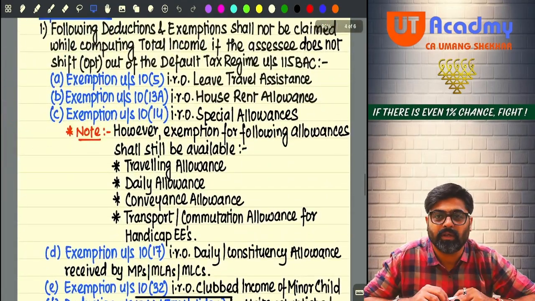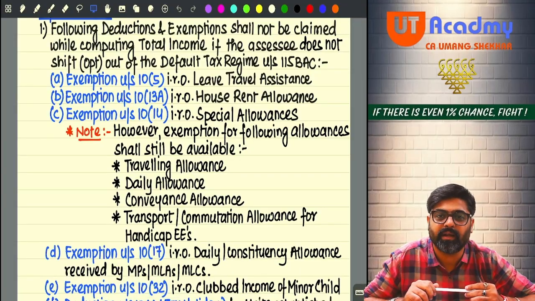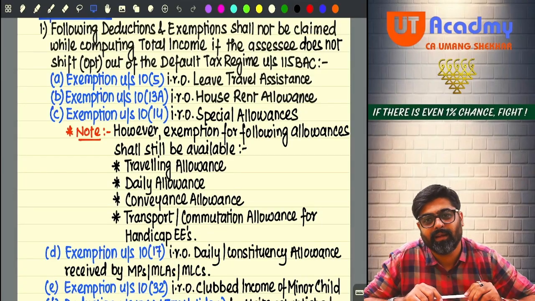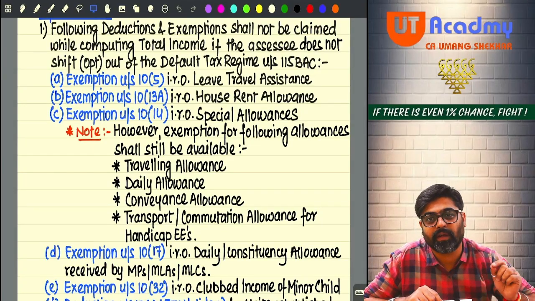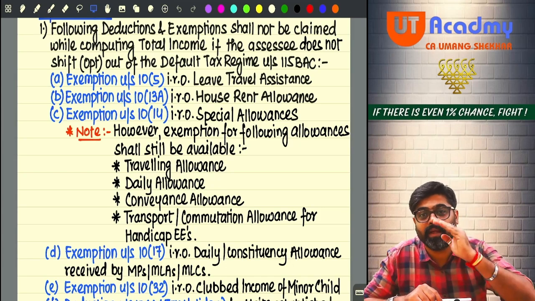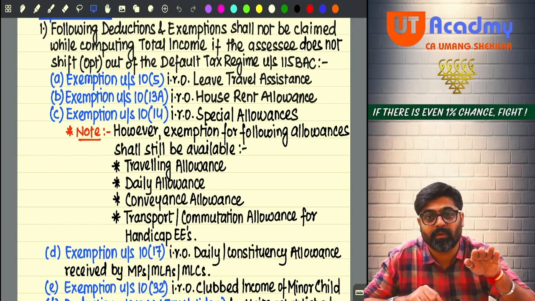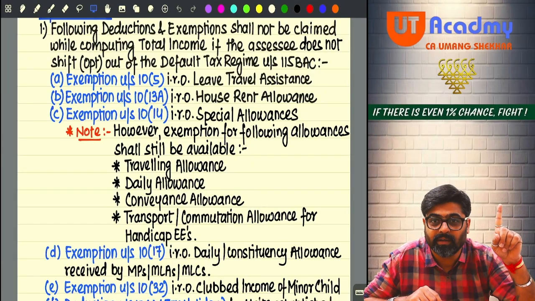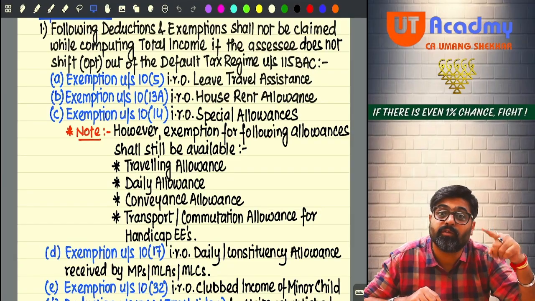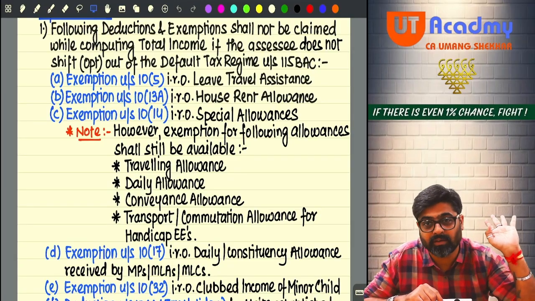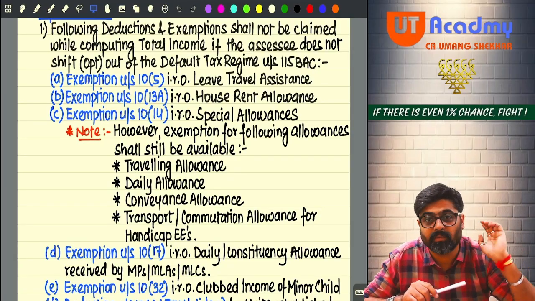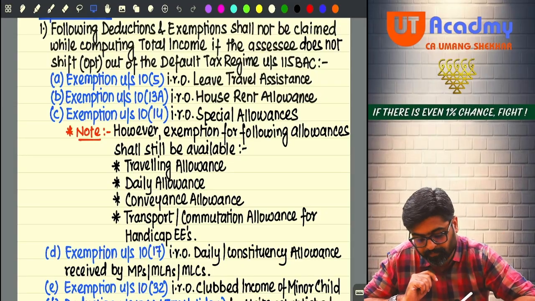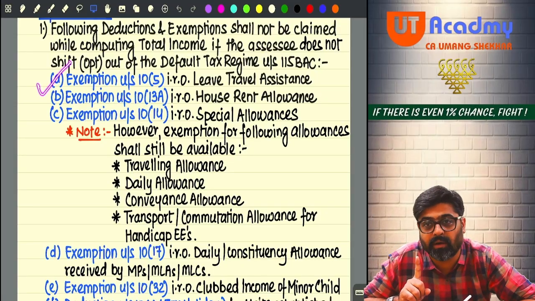Think from the salary head. Do you remember the salary head? We did one LTA, 10(5) exemption, for a journey performed in India: exempt for a journey performed by air, and for a journey not performed by air, where places are connected by rail. That exemption will be applicable if you shift out. But if you stay in the default tax regime, LTA exemption will not be applicable. Full LTA will be taxable. 10(5) will not be available.